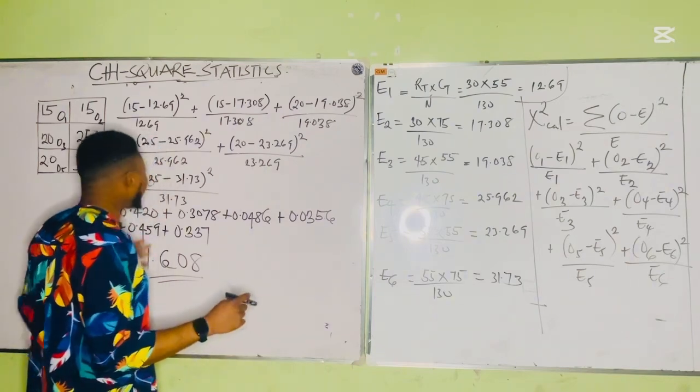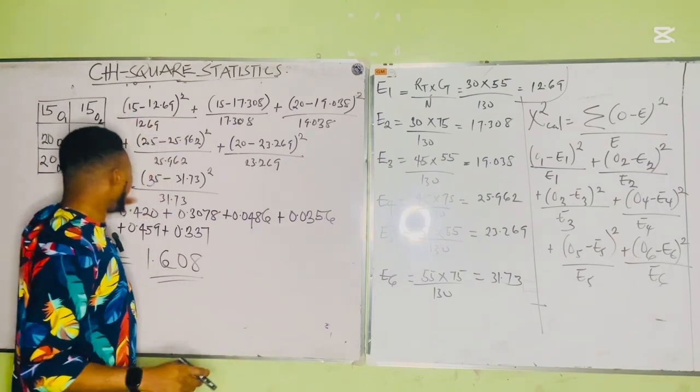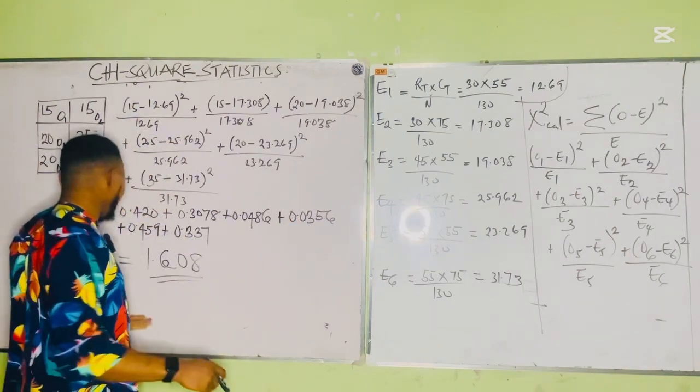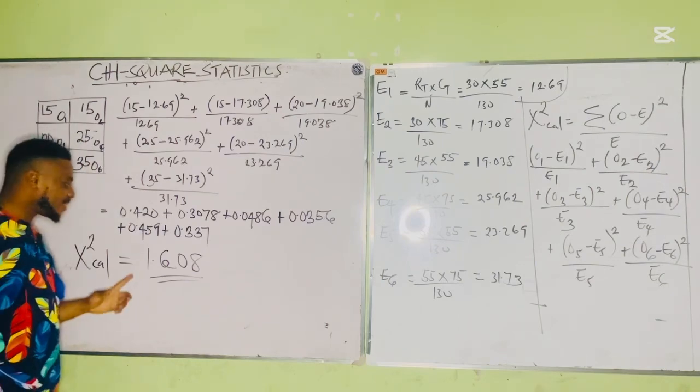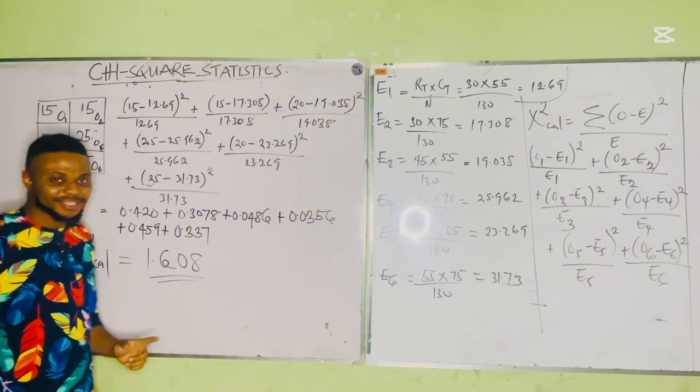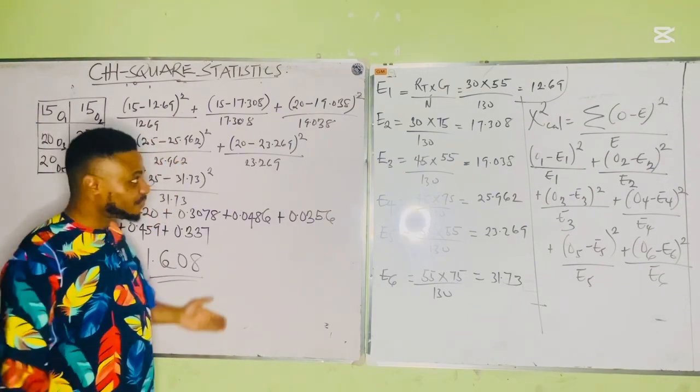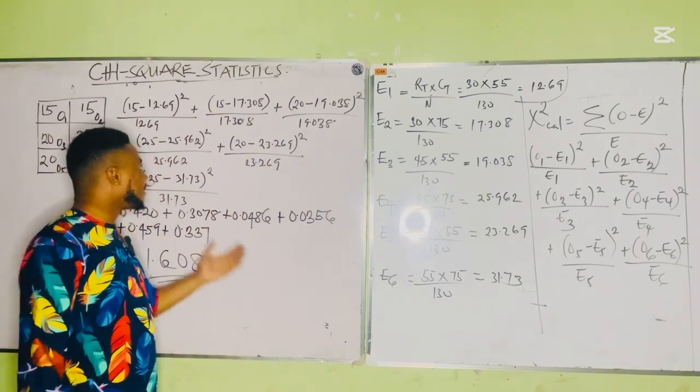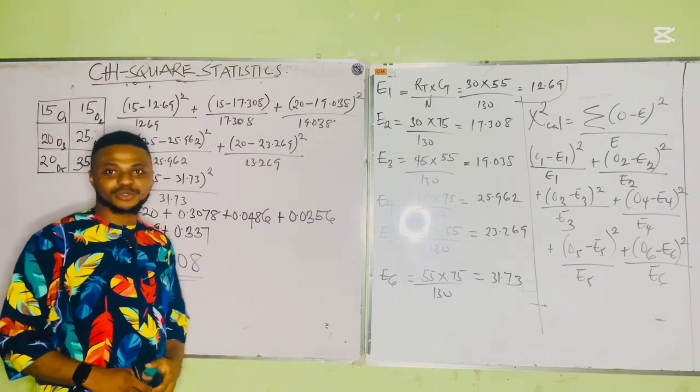So basically, when we do this, we have all these values. When we add them, we get a chi-square value of 1.608. I just had to pause the video and quickly do this. So I believe that's what you should have done as well with your calculators.